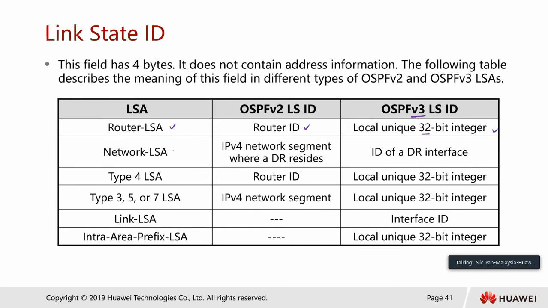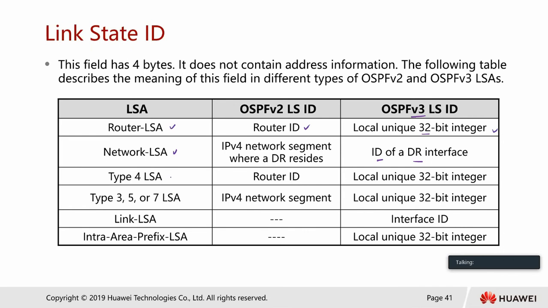For network LSA, in OSPFv2 it's the IPv4 network segment where the DR resides, and in OSPFv3, it's just the ID of the DR interface. So the DR interface should have an ID to represent that this is the DR interface, using their own IDs.